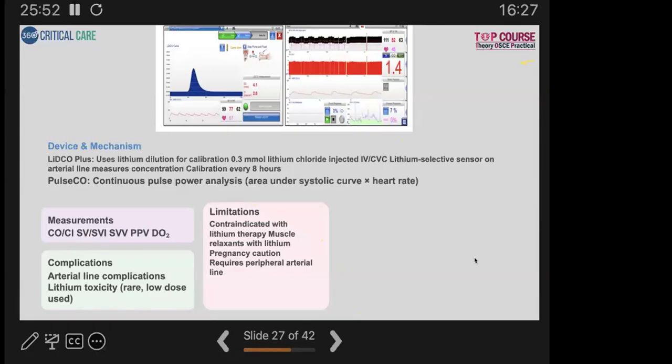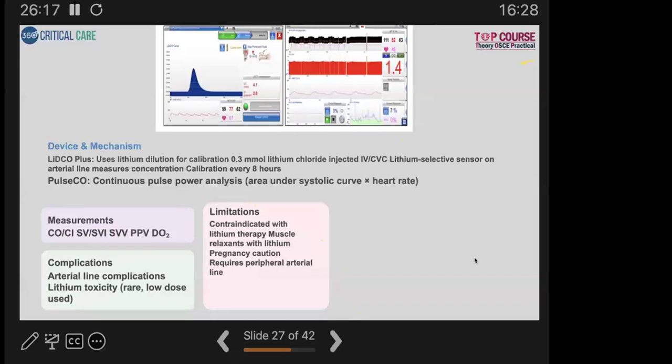So this is a picture showing a LiDCO device where it uses lithium dilution for calibration. Instead of using a cold saline, here we are using lithium dilution for calibration, where 0.3 millimole lithium chloride is injected in the intravenous or a central venous catheter, and a lithium selective sensor is there in the arterial line, which measures the concentration, and ideally it should be calibrated every 8 hours.